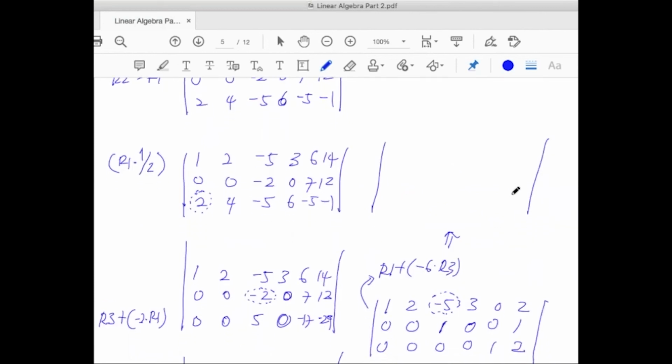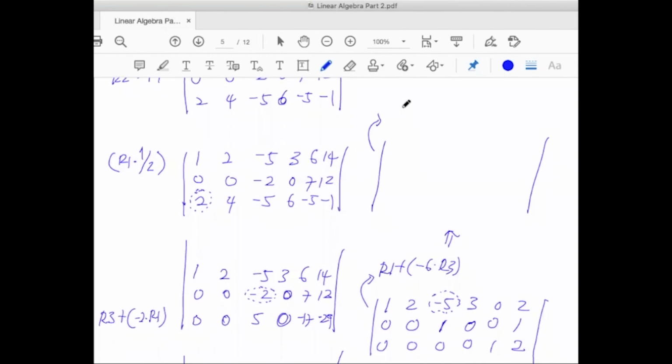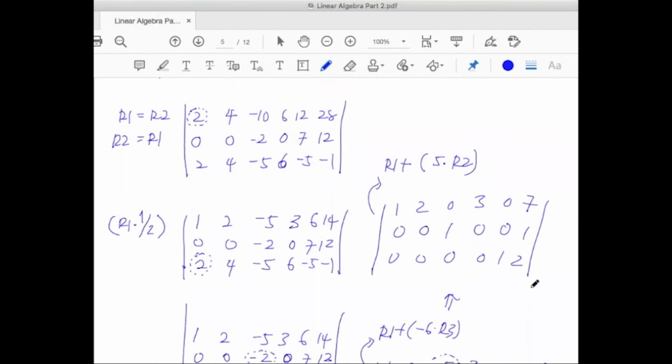To do that, we take row 1 and add row 2, but row 2 we need to multiply by 5 to make it become 0. So we have these forms, and for row 2 and row 3, we didn't change anything, so we just write them back. So we have that form.